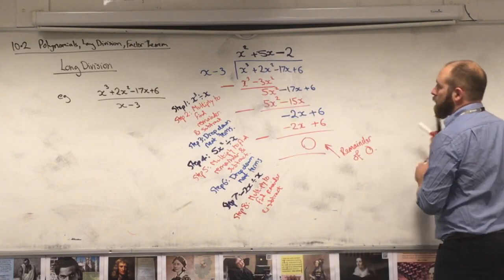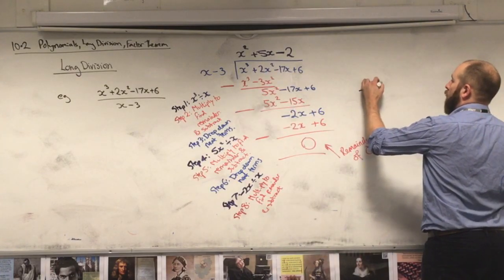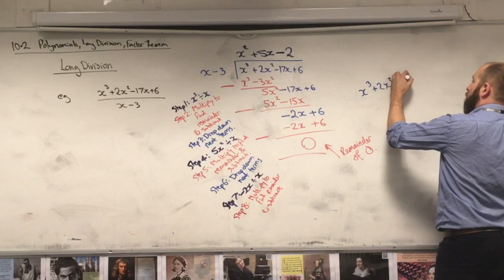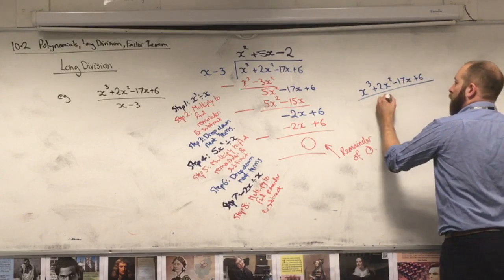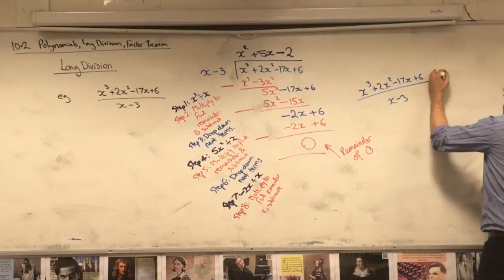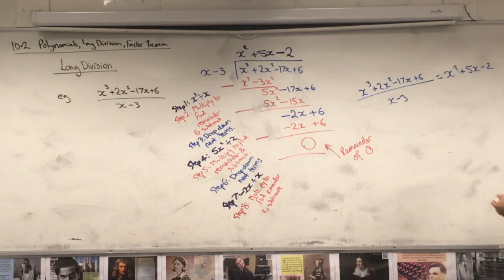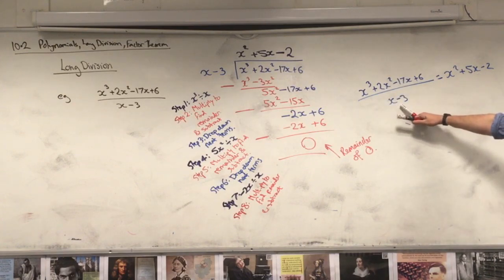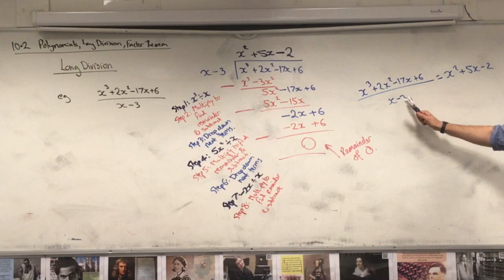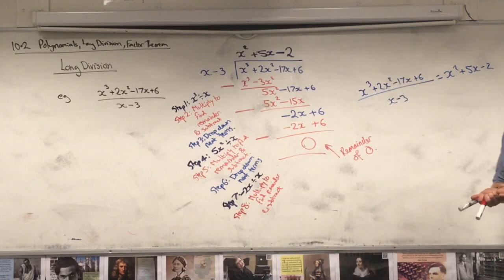So we can write the whole thing out and say x cubed plus 2x squared minus 17x plus 6 divided by x minus 3 equals x squared plus 5x minus 2. So we divide this by x minus 3, we get this, thus stating x minus 3 is one of the factors of that cubic.